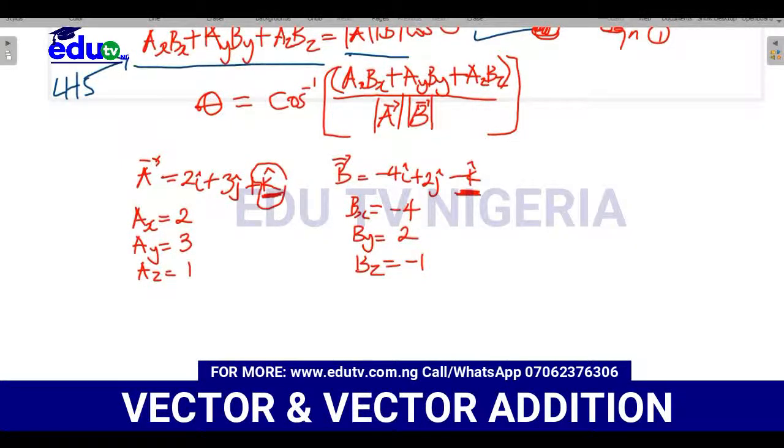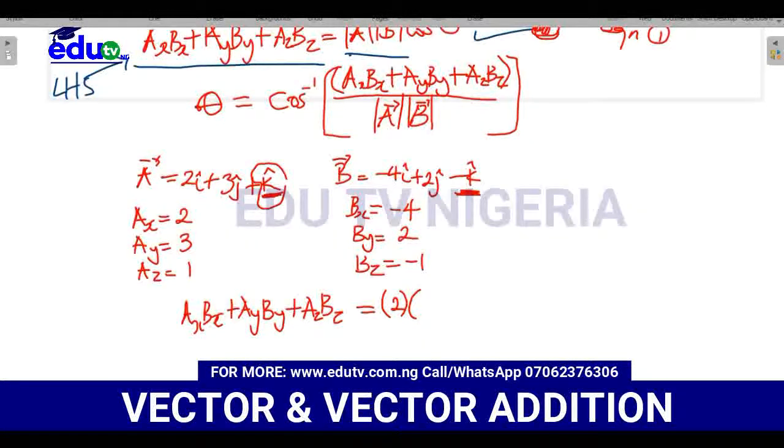So the left hand side of equation one, which is AxBx plus AyBy plus AzBz, given to us as, now let's plot the values. Ax is 2, right? 2. Okay, 2 multiplied by Bx, which is minus 4.